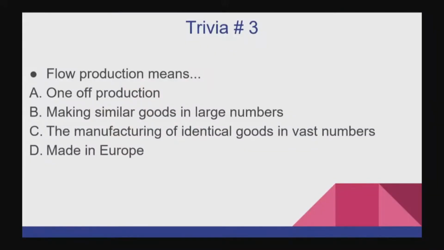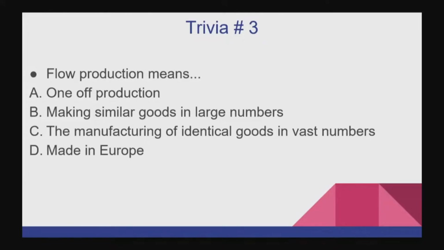We have another trivia here. Flow production means A, one-off production, B, I heard somebody say, no, miss, that's for job. You're paying attention. B, making similar goods in large numbers. C, the manufacturing of identical goods in vast numbers. And D, made in Europe. You're laughing. I wonder why they have that for a choice there.